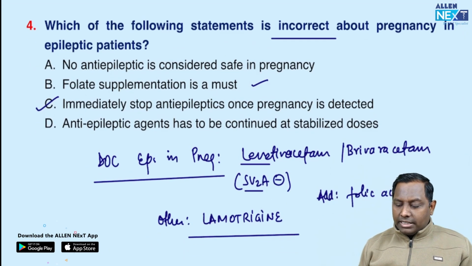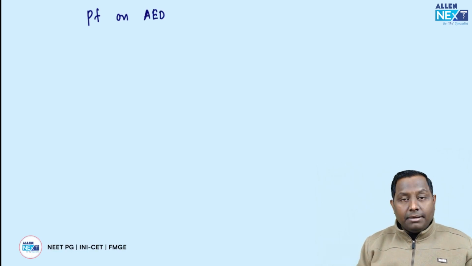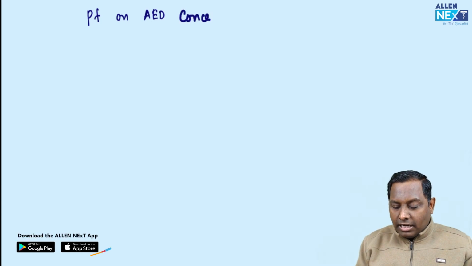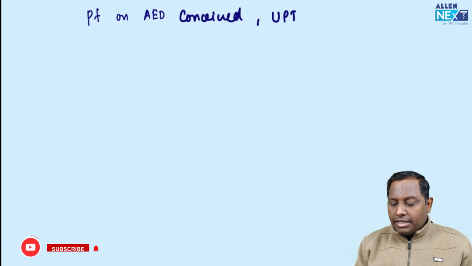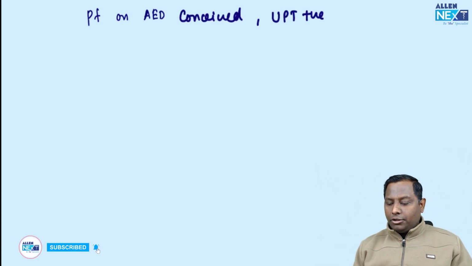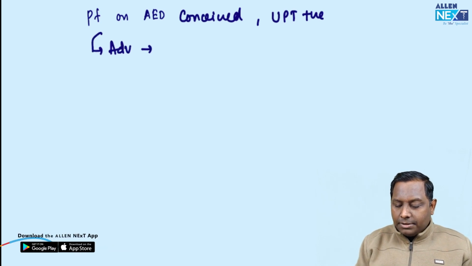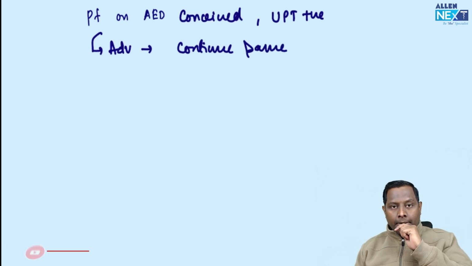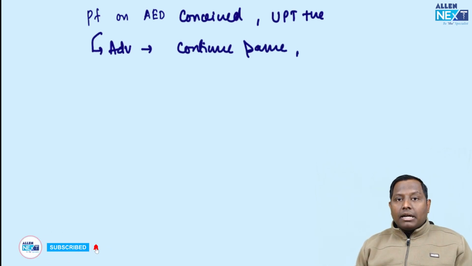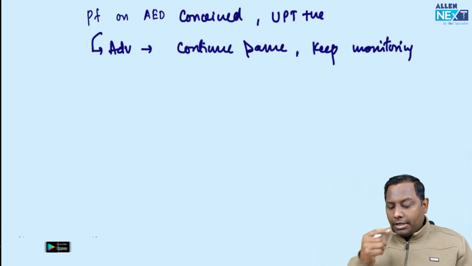Let's say there is a patient on AED, meaning anti-epileptic drug, and she actually conceived and is presenting with a positive urine pregnancy test. She conceived, UPT is positive. So what is the advice that you are going to give to this patient? Continue the same. Never stop the drug, because stopping the drug can be more problematic compared to the epilepsy itself. Continue the same and keep monitoring the growth of the pregnancy.